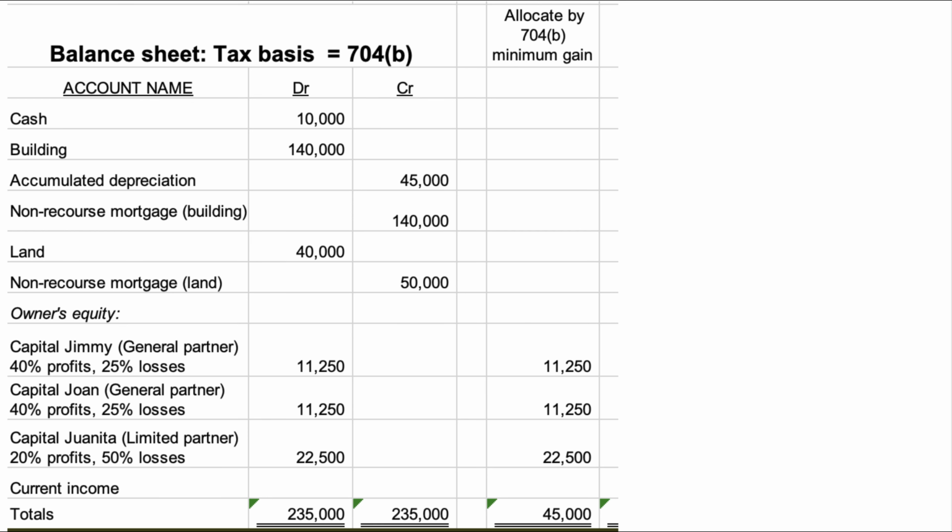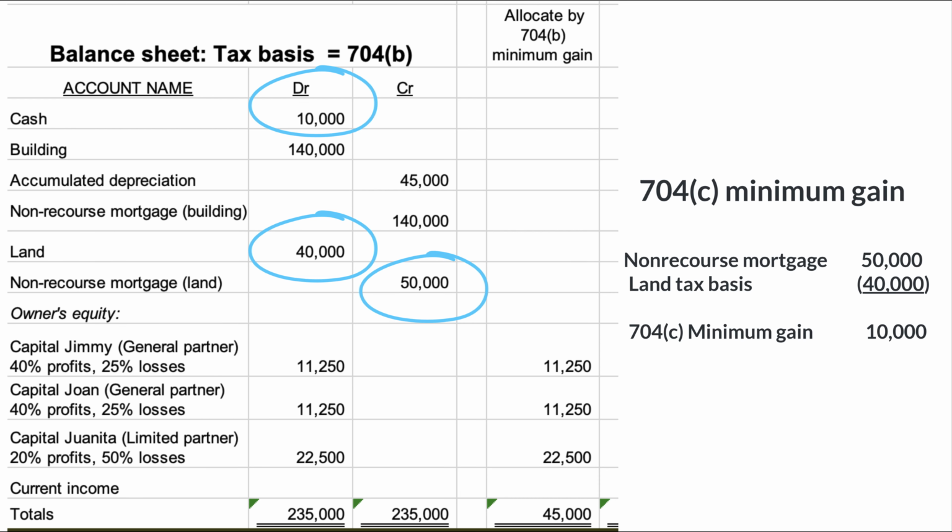We discovered that the land and the cash was contributed to the partnership by Juanita. At the time of the contribution, the land's tax basis was $40,000. The mortgage on the land was $50,000, so the 704C minimum gain on the land is $10,000.